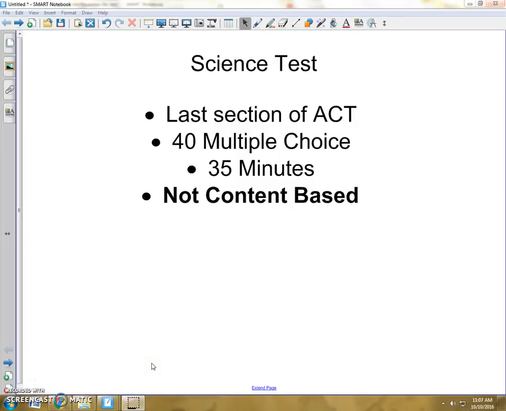Today we're going to look at the science section of the ACT and look at some tips and a little bit of practice on how to do well with the science section.